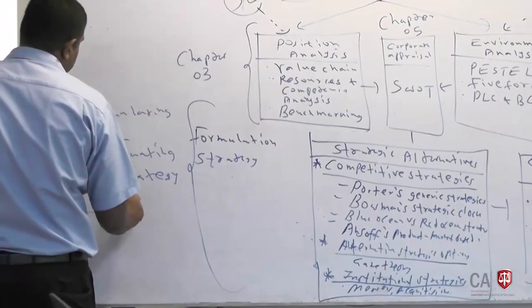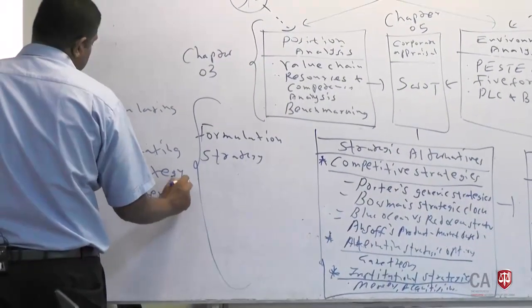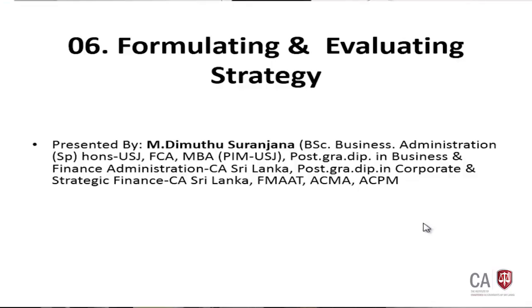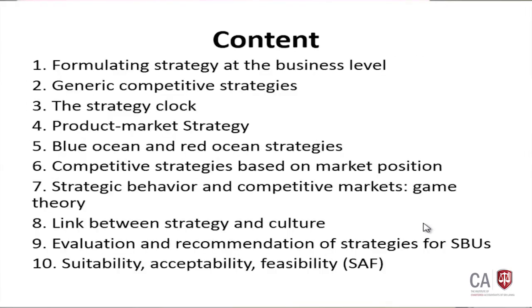This is chapter number 6. So, we will go through the topics, the content we are trying to cover. Topic number 1, formulating strategy at the business level. Then generic competitive strategies, the strategy clock, product market strategy, blue ocean and red ocean strategies.